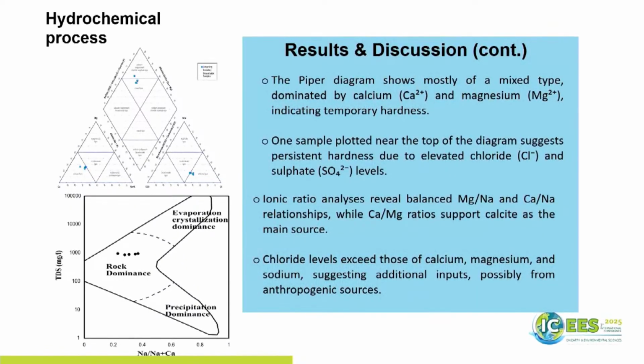And also, we realized that the level of chloride in our Gibbs plot exceeded the level of calcium, sodium, as well as magnesium, which are all of them indicating the anthropogenic sources. So you can see all our pollution sources that are affecting our hydrochemical processes. They are mostly from the anions.